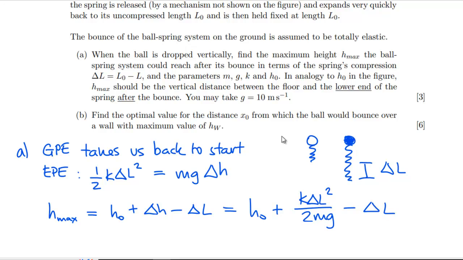Right, that's good. I don't know what they've told us. They've given us g is 10, but they've also told us to have g in the answer. So I think we're okay leaving it like that. Right, okay, so that's that bit.